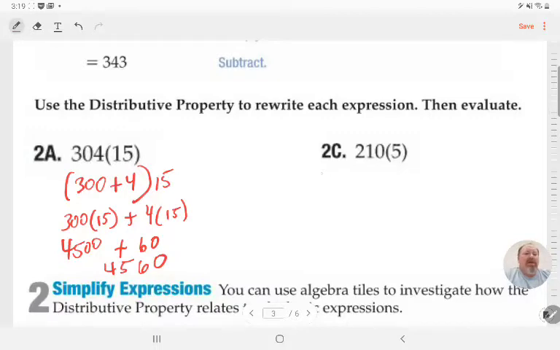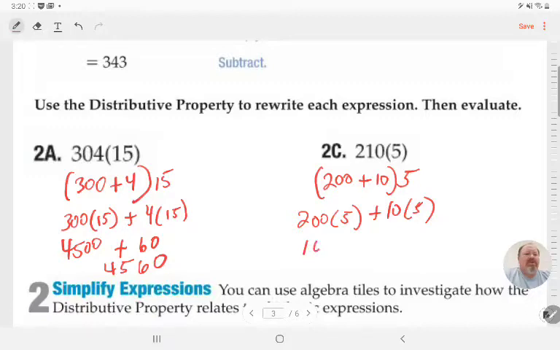On this one, I would go 200 plus 10 times 5, then that would be 200 times 5 plus 10 times 5, which of course is 1,000 plus 50, or 1,050. Okay? So you're just breaking up that bigger number, making it a little bit easier to work with.